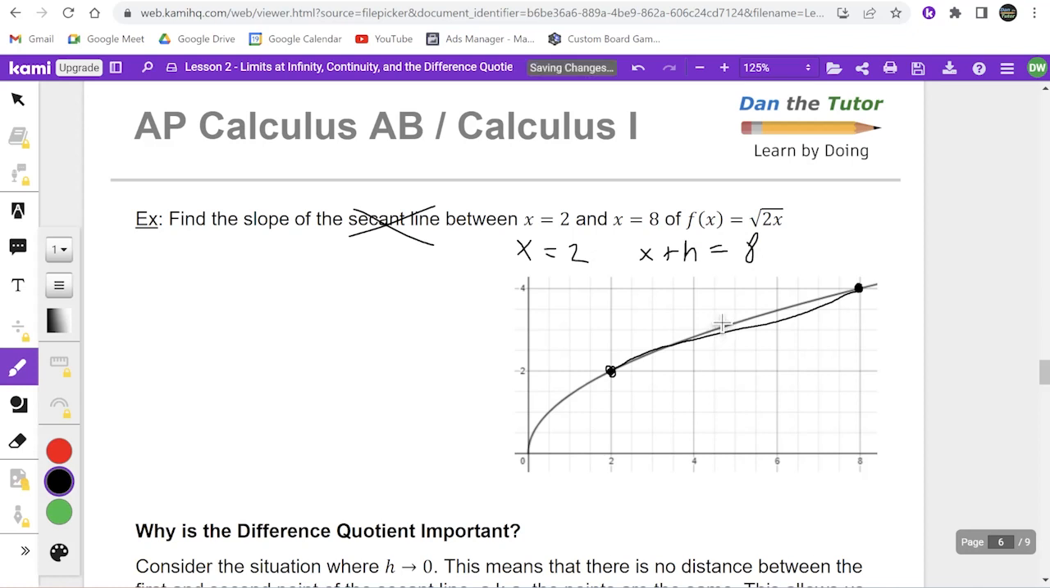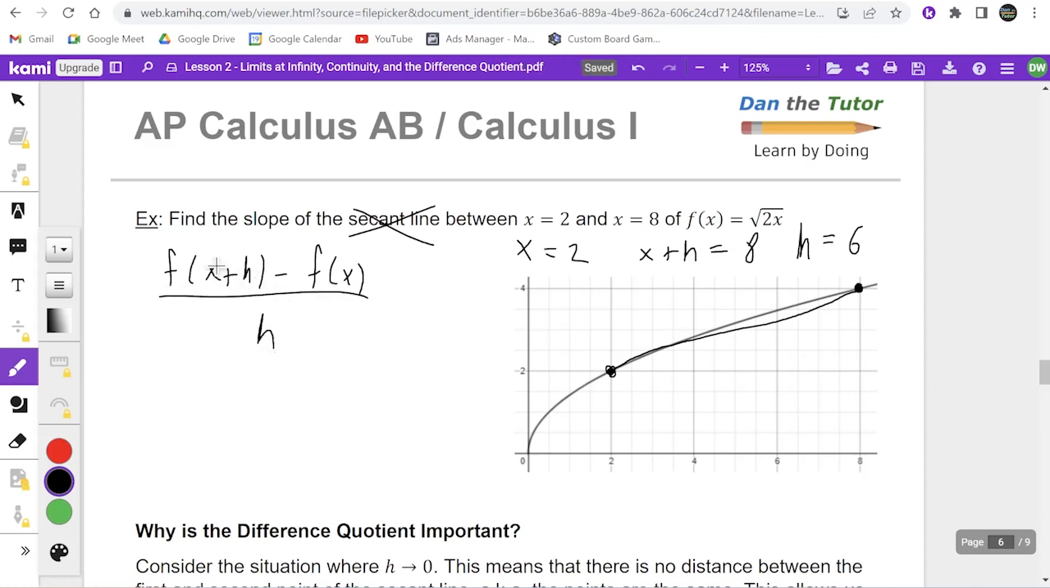Can someone tell me what h is then? H is 6. Thank you, both of you. So yes, h has to be 6. Why? Because 2 plus 6 gets you to 8. So now I'm going to plug in the formula f of x plus h minus f of x over h.